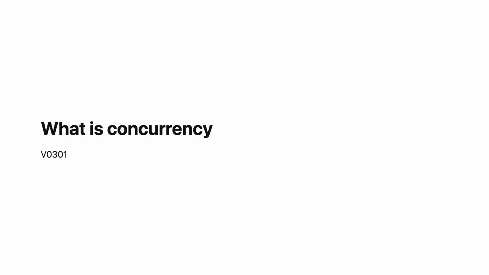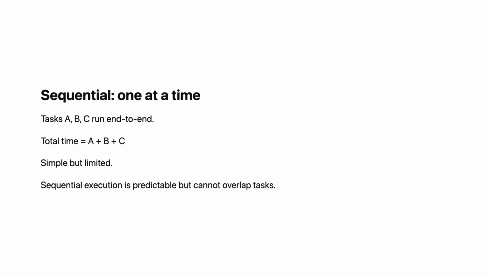If task A takes 5 seconds and task B takes 3 seconds, running them sequentially takes 8 seconds. You must wait. What if task A is waiting for a network response? The CPU sits idle while waiting. Wasted potential.